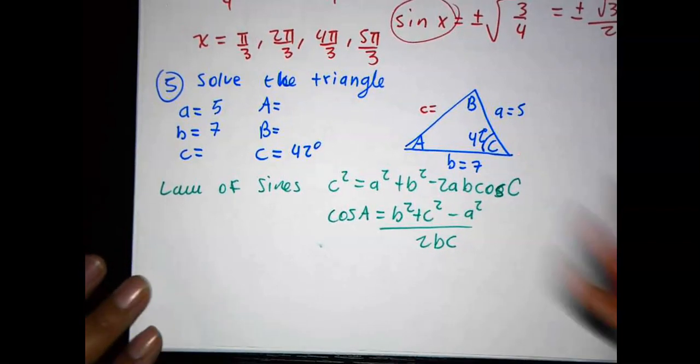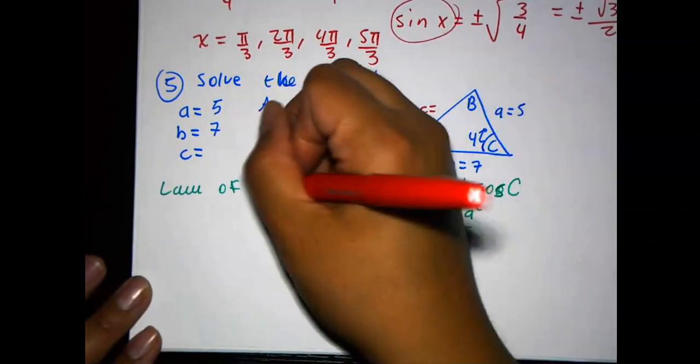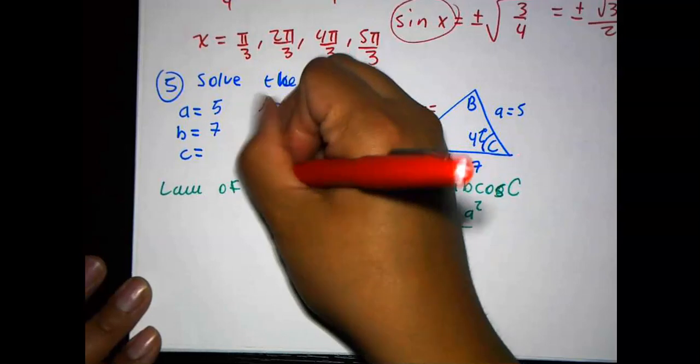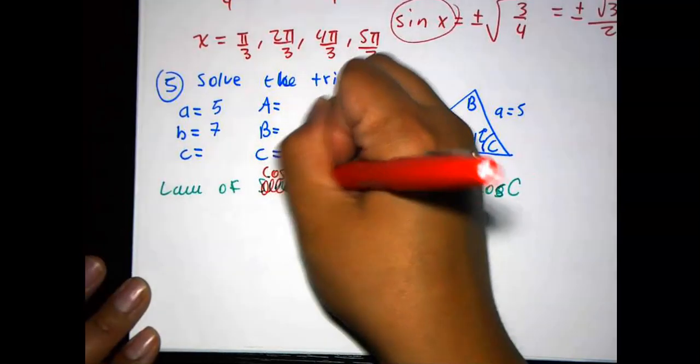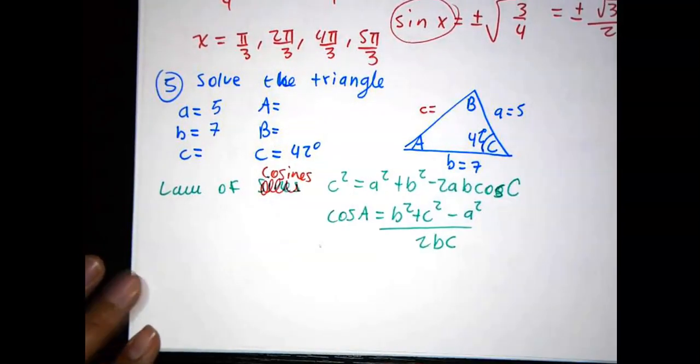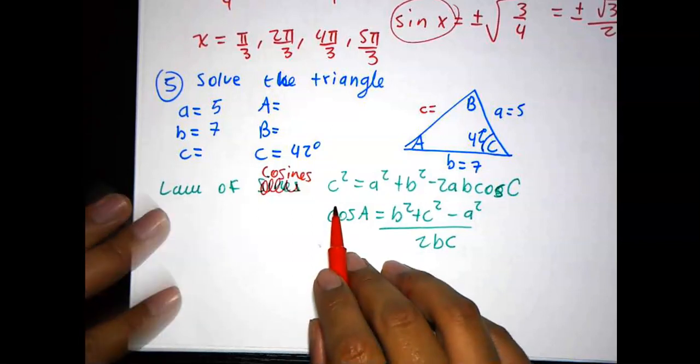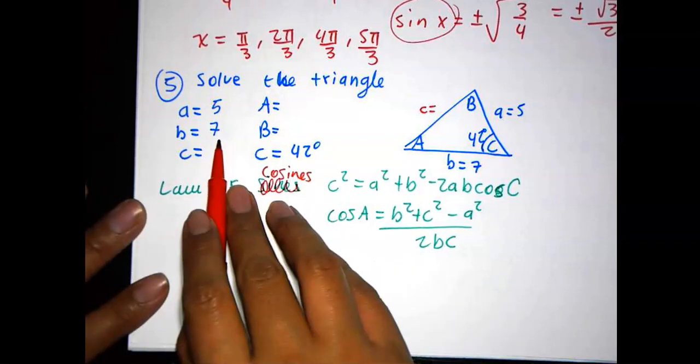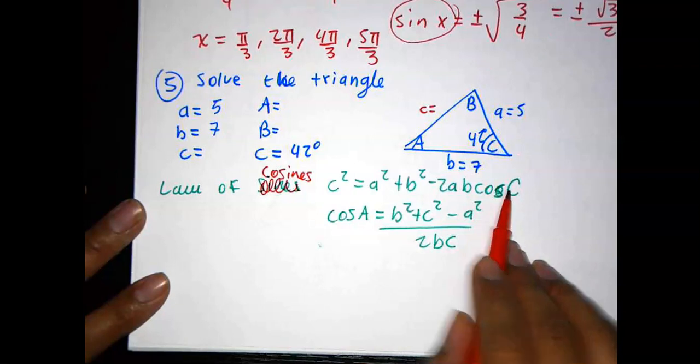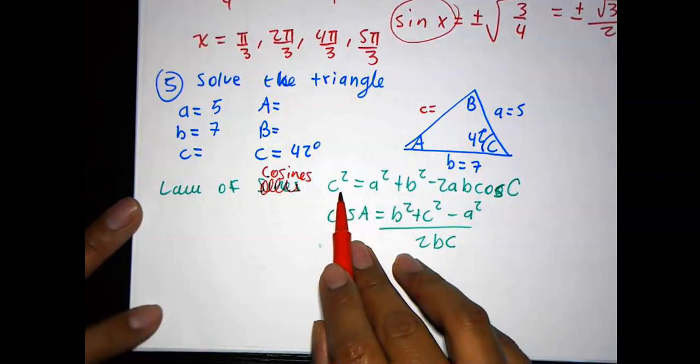I looked at the law of, I am super sorry, I don't know why I wrote cosine right here. It's supposed to be law of cosines. This is law of cosines. I have A, B, and angle C, so I'm going to use this one to solve for C.